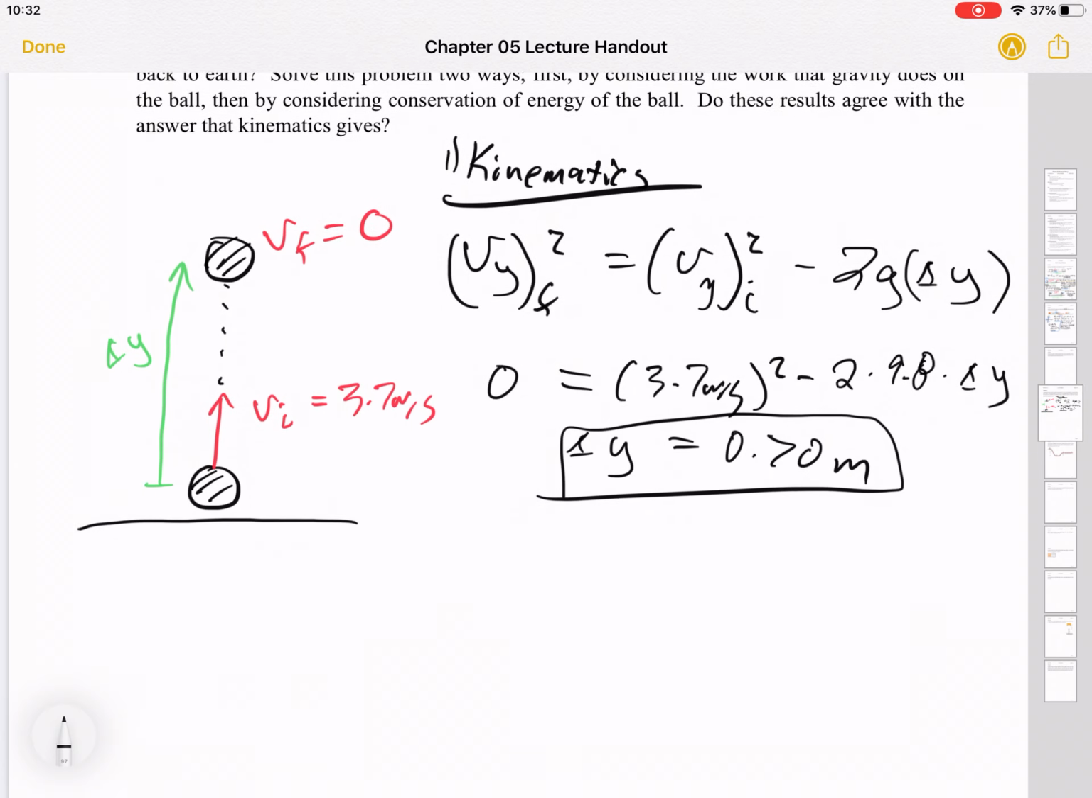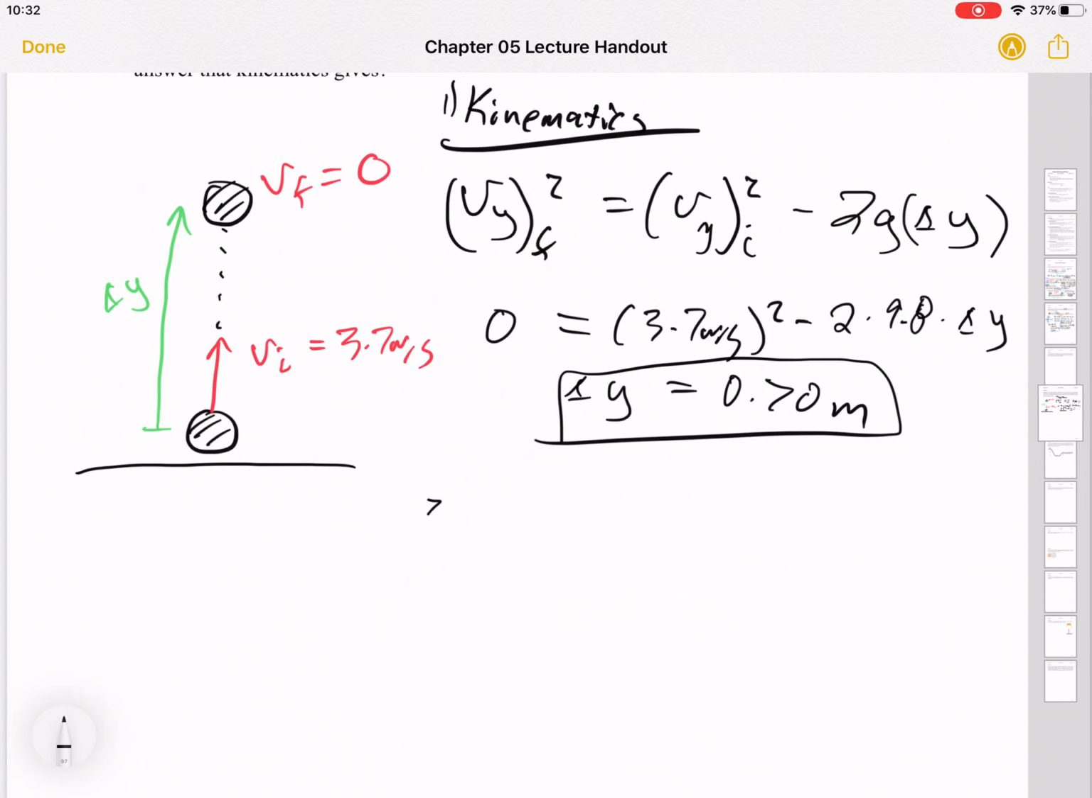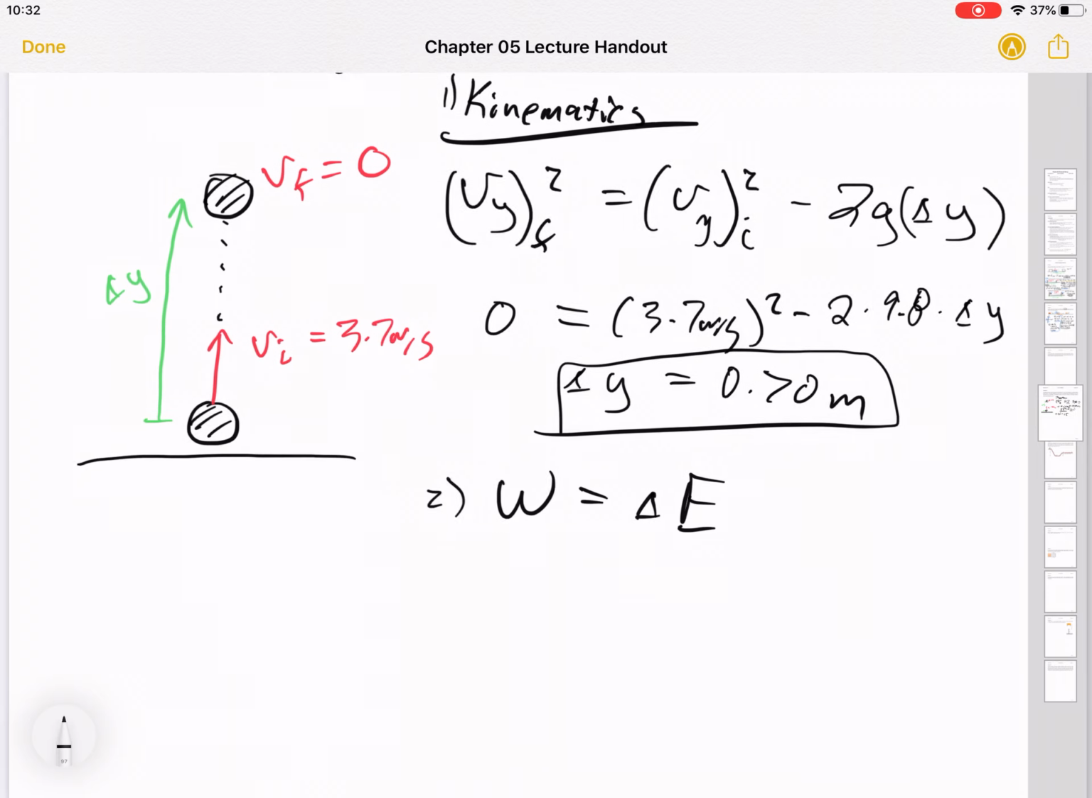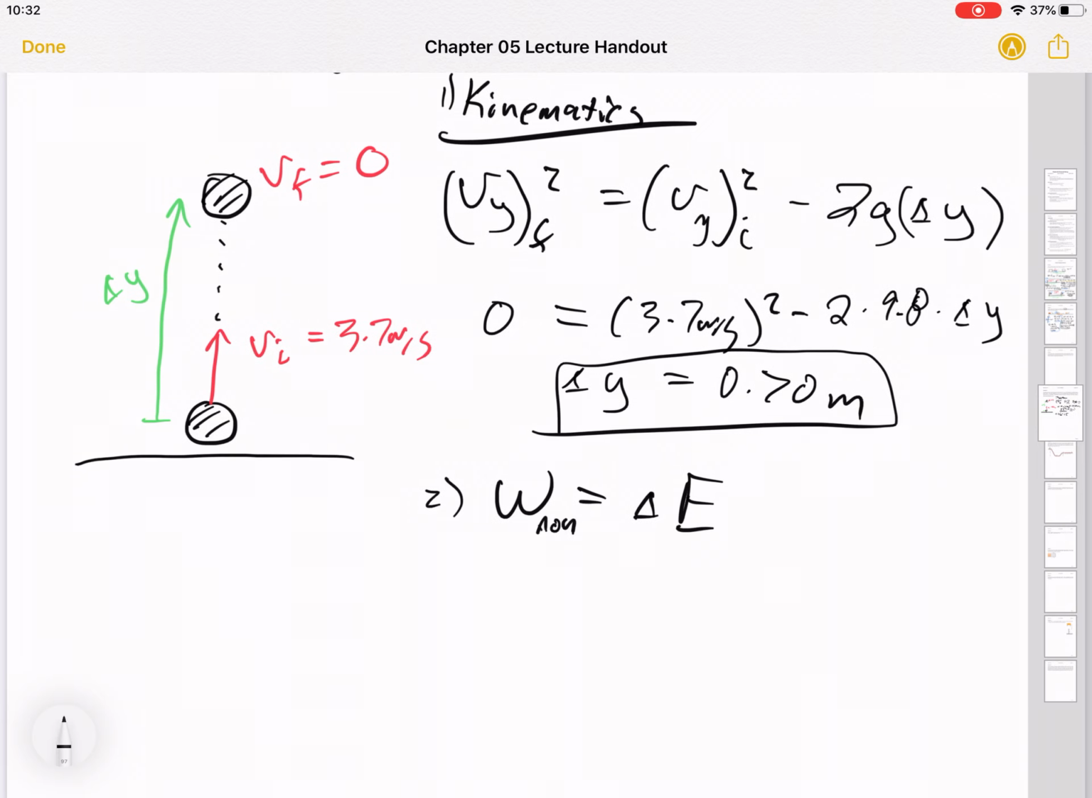Okay, so here's another way I'd like to solve it. Let's use our new work energy theorem. Right, so not the work kinetic energy theorem, but the work energy theorem. On the left-hand side, I have the work done by non-conservative forces. Are there any non-conservative forces here? Well, if there were, drag is a non-conservative force, and I would have to include that there. There is no drag, though.